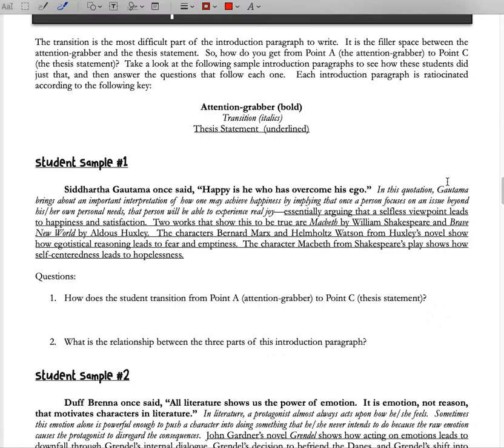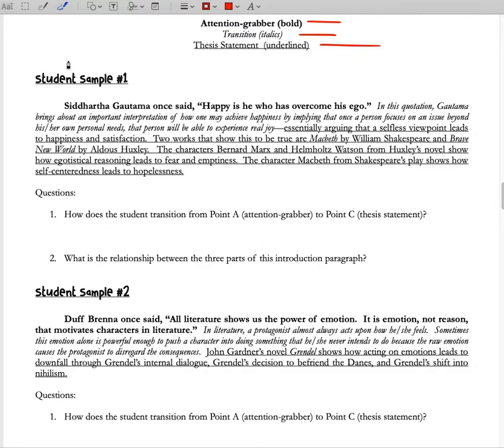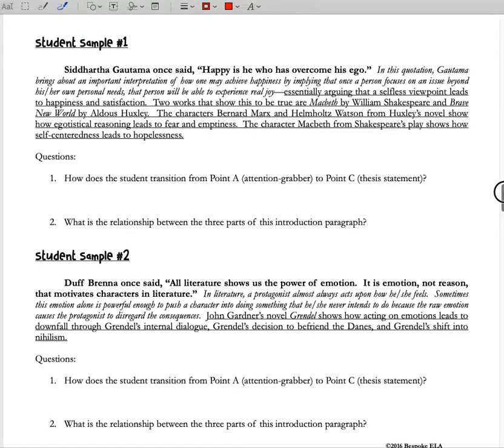Each introduction paragraph is annotated according to the following key. So the attention grabber is in bold, the transitions in italics, and the thesis statement is underlined. I'm not going to read these student samples out loud to you. I feel like maybe I'm doing that too much, so you can read them on your own, making sure that you understand the different text features there. But the questions: how does the student transition from point A, the attention grabber, to point C, the thesis? And what is the relationship between the 3 parts of this introduction paragraph?